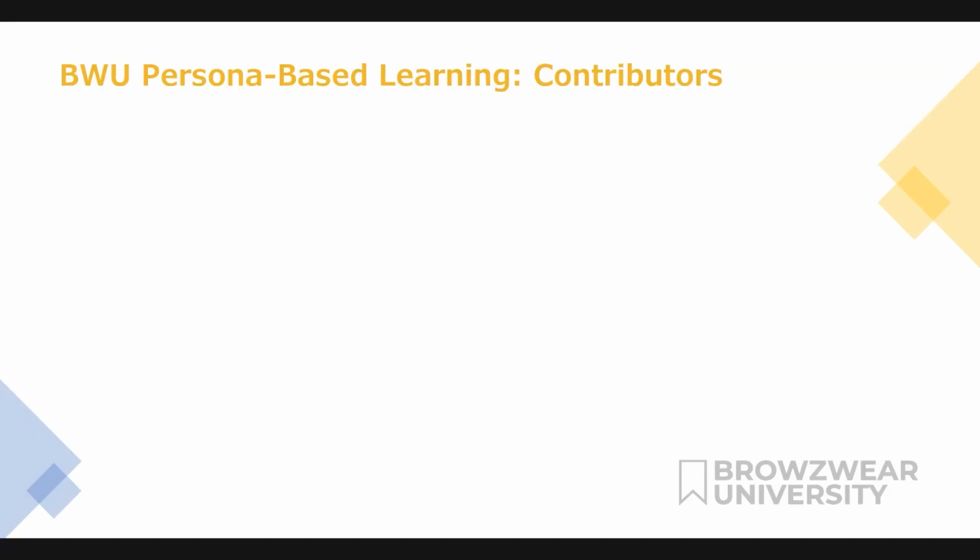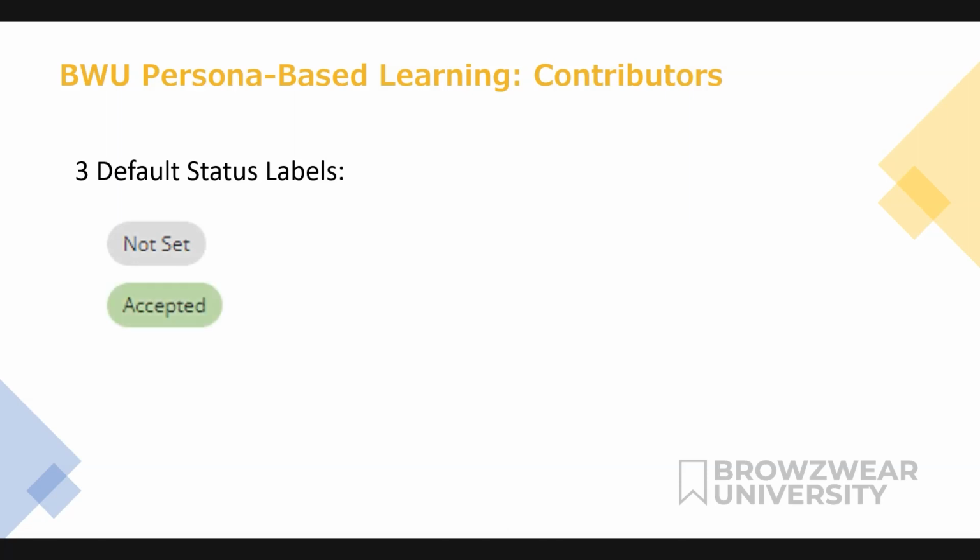In this lesson, we will demonstrate how contributors can use status labels to help communicate clearly across Stylezone. Status labels serve as the quickest indicator of a style's current phase in development and can be seen on all styles across Stylezone. Stylezone has 3 default status labels that can be used within a new site. These 3 default labels are Not Set, Accepted, and Rejected.